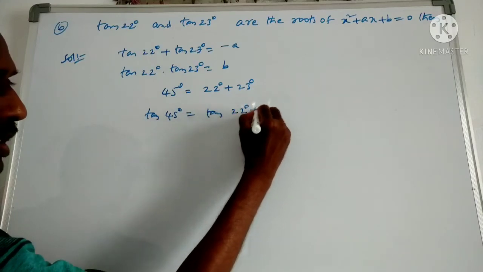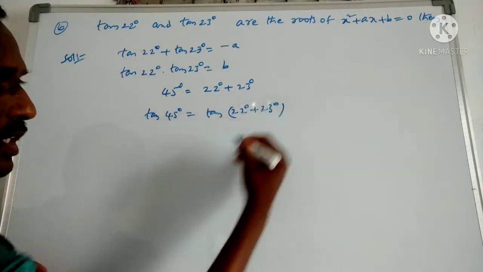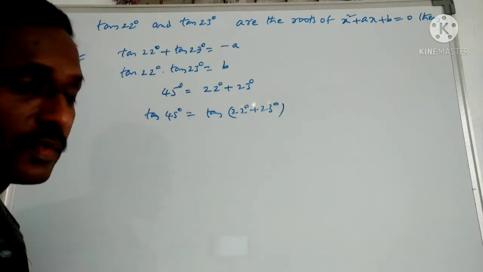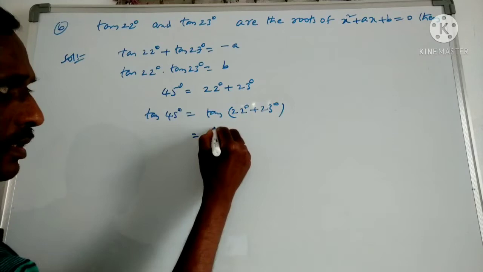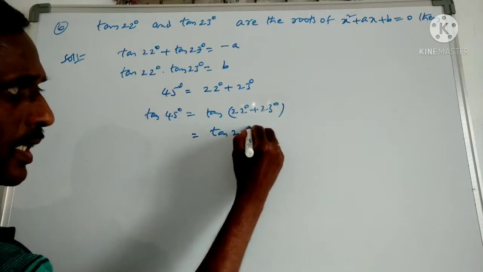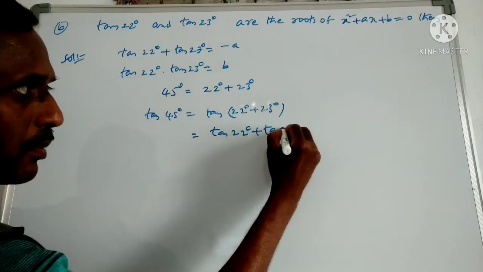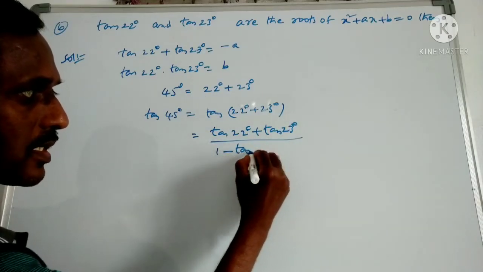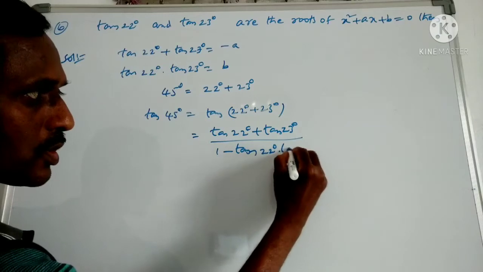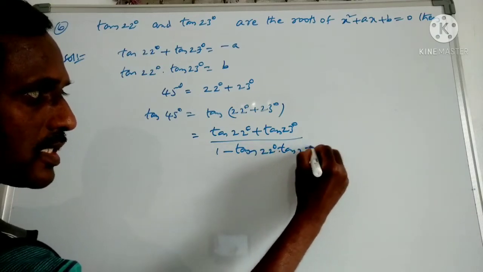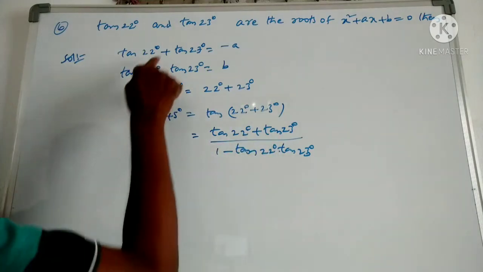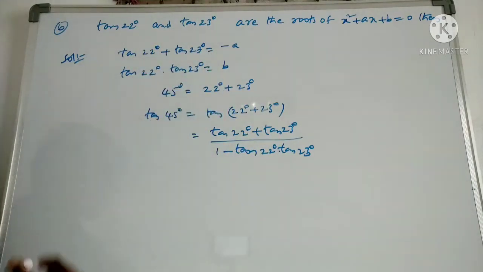Tan of 22 degrees plus 23 degrees. Now apply the tan of a plus b formula. So what is the tan of a plus b formula? Tan a plus tan b divided by 1 minus tan a into tan b. It is the formula of tan of a plus b. Now we have the values of these. Substituting this, and tan 45, what is the value?